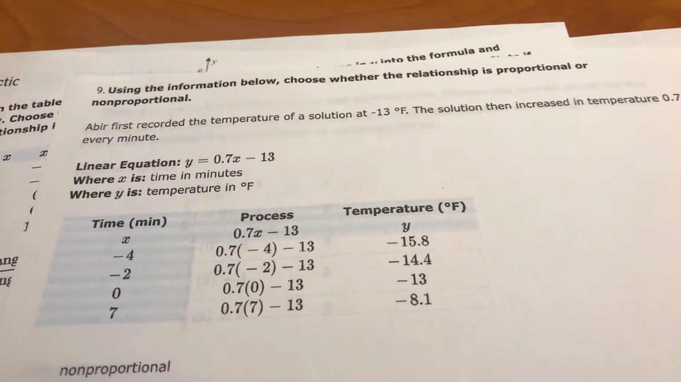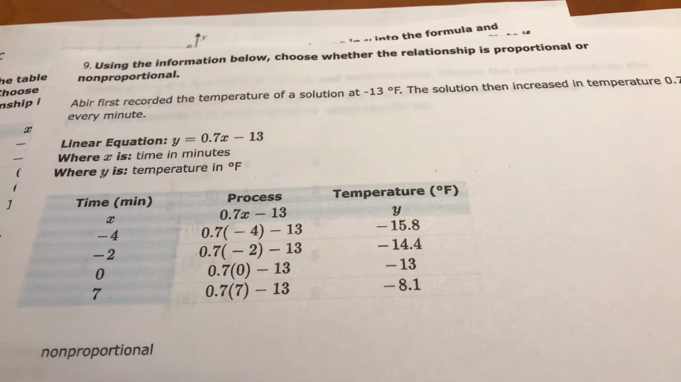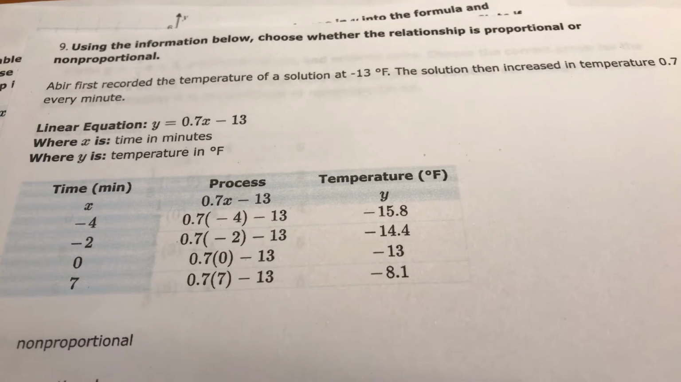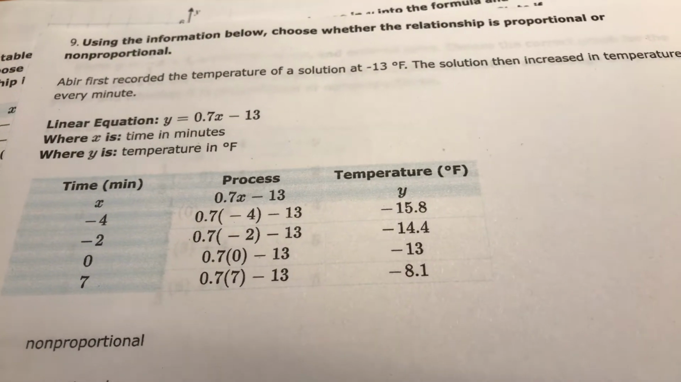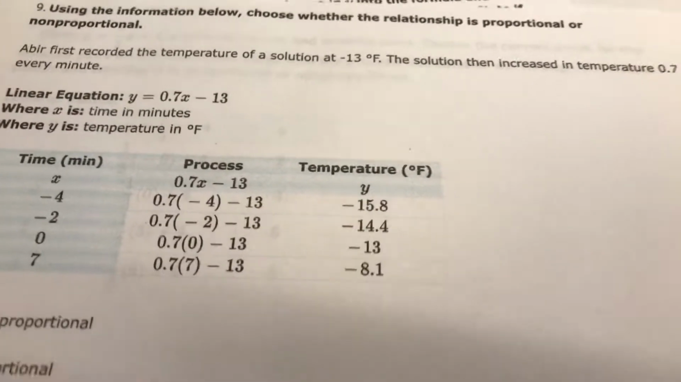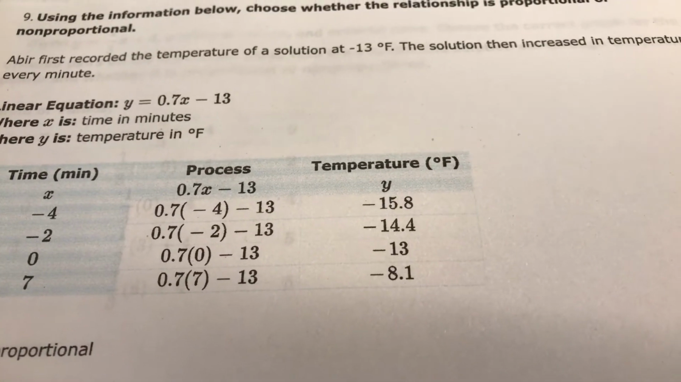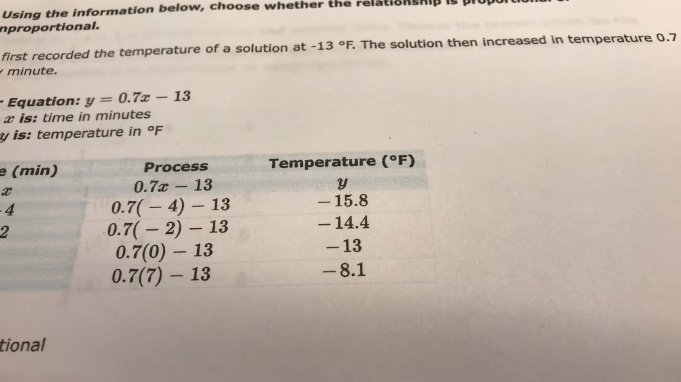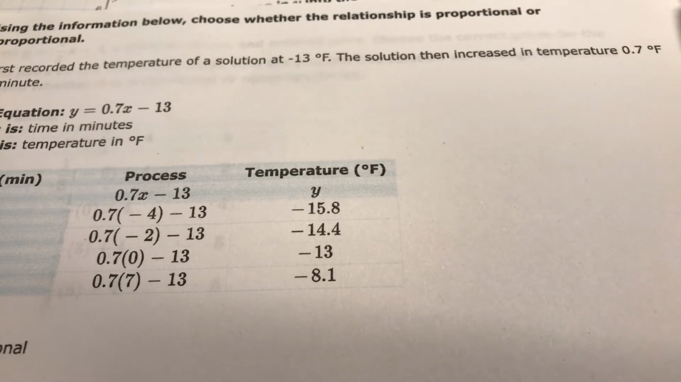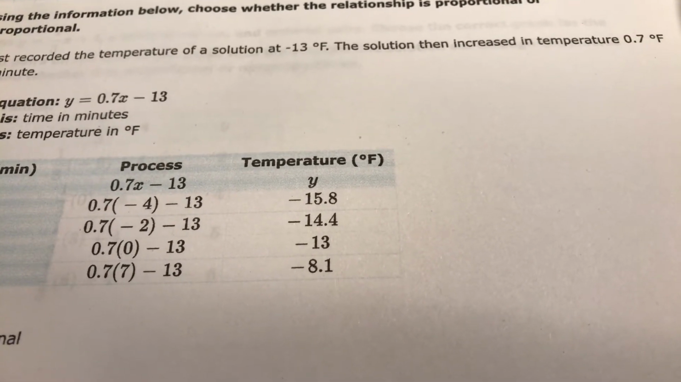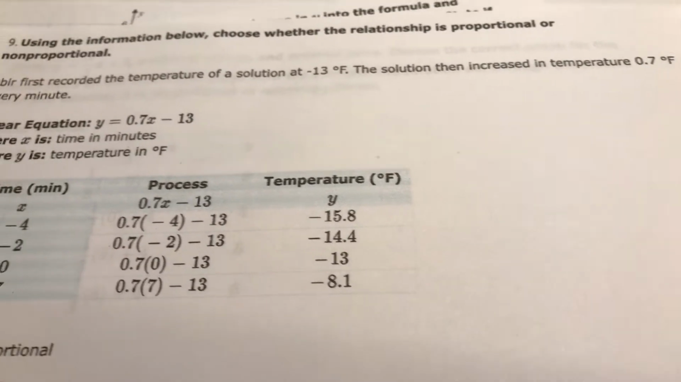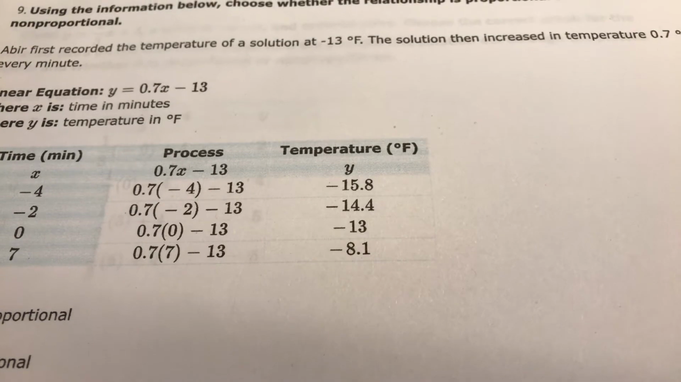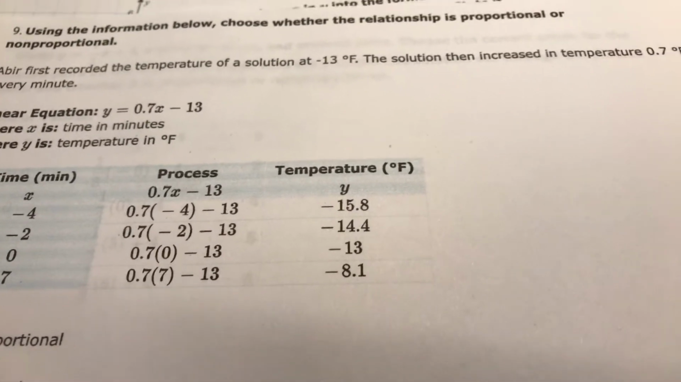Okay, part 3 has to do with these linear equations and proportional or non-proportional stuff. Okay, so let's look at this one. It says, a beer first recorded the temperature of a solution at negative 13 degrees Fahrenheit. The solution then increased in temperature at 0.7 degrees Fahrenheit every minute. Okay, so let's back up and make sure you understand what's going on.